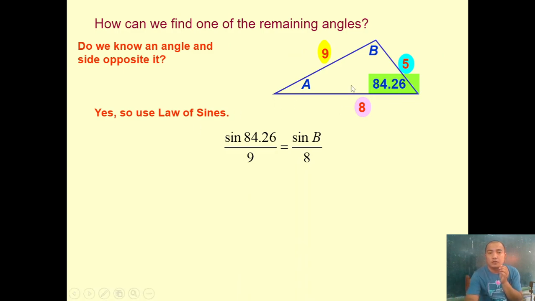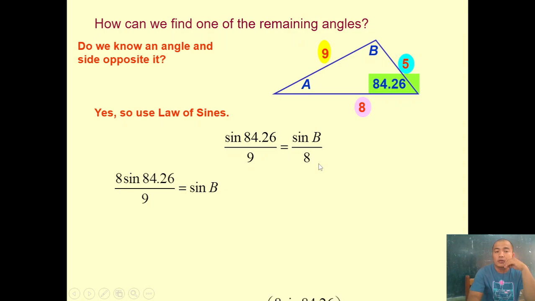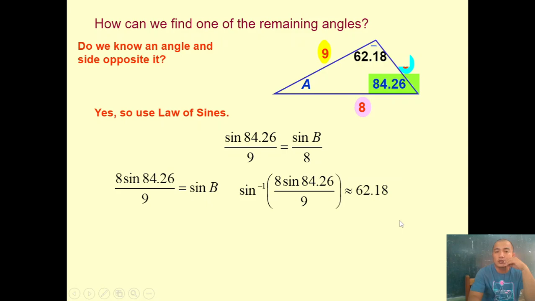And to determine the measures of angles A and B, we will now use the law of sines. It's much easier with the law of sines. So, sine 84.26 degrees over 9 is equal to sine B over 8. 8 times sine 84.26 divided by 9. Shift sine on your calculator: shift sine of 8 times sine 84.26 divided by 9. The answer is 62.18 degrees for angle B. And to solve for angle A, you subtract 180 minus 62.18 minus 84.26, so the answer is 33.56 degrees.